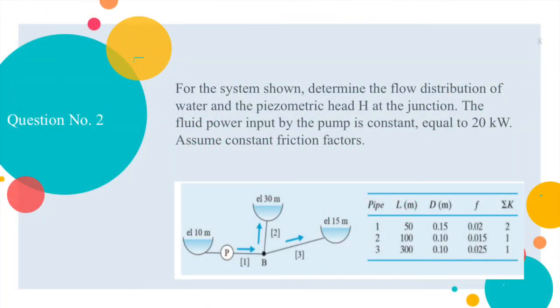Problem number 2. For the system shown, determine the flow distribution of water and the piezometric head H at the junction. The fluid power input by the pump is constant, equal to 20 kilowatts. Assume constant friction factors. The dimensions of the pipes are listed on the table.